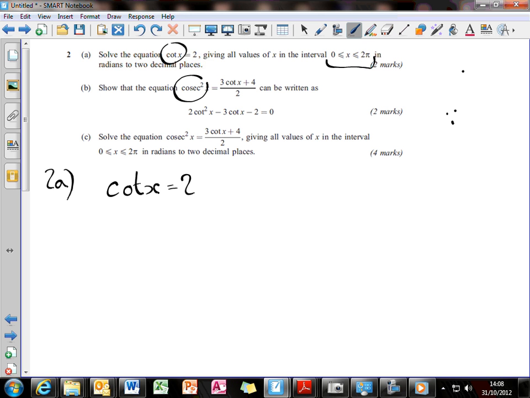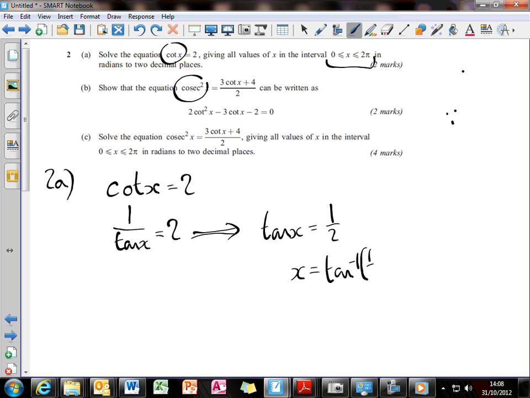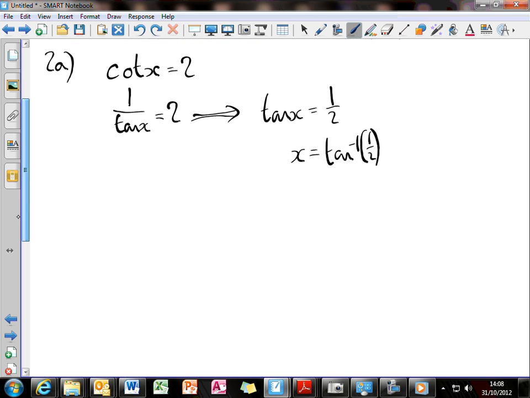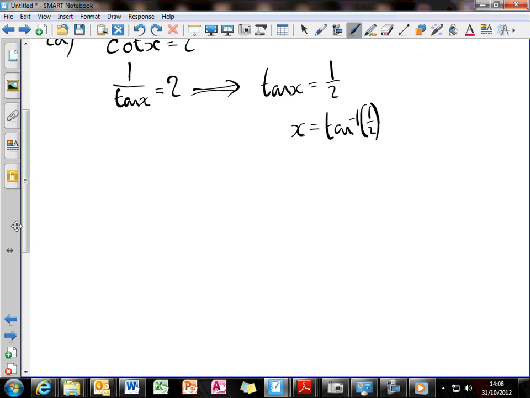And we remember that cot x is just 1 over tan, so that equals 2. And then just by rearranging this, we get tan x equals a half. And so x equals the inverse tan function on a half. And if you work that in your calculator, you're going to get 0.46.